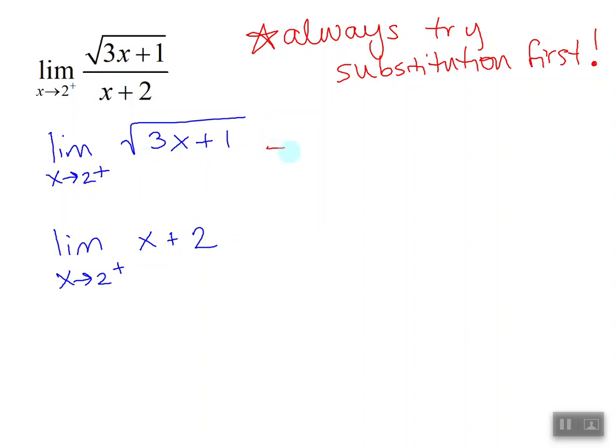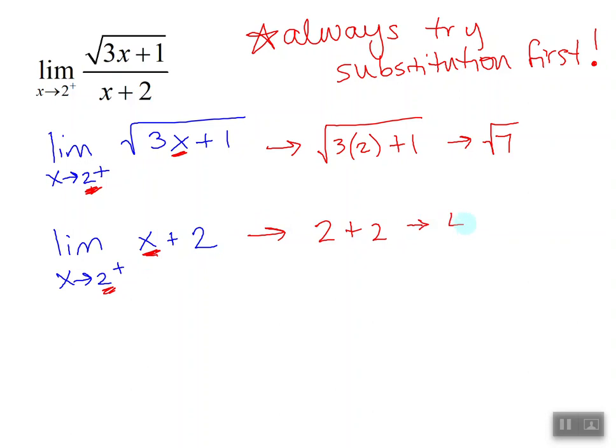For the numerator's limit, if I can plug 2 straight on in, and it works, looks like it can. 3 times 2 is 6, 6 plus 1 is 7, so that gives us square root of 7. For the denominator's limit, plugging 2 straight on in, 2 plus 2 is 4. No issues here. My denominator's limit is not 0, so now I can say that this limit, if I put them back together, is the square root of 7 over 4, and I'm done.